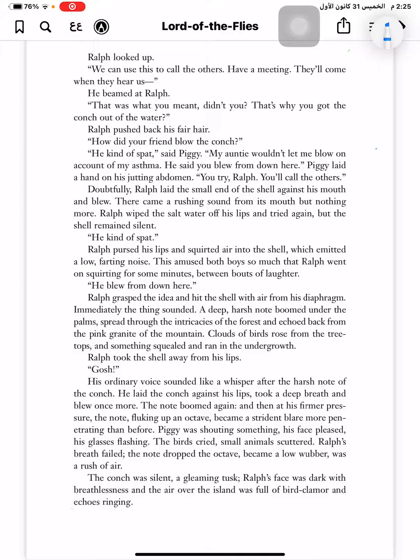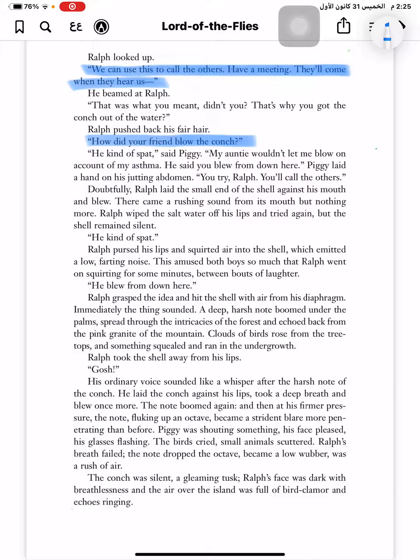A clever idea proposed by Piggy here: "We can use this to call the others, have a meeting. They'll come when they hear us." Then Piggy continues explaining to Ralph how one can use it. Ralph, from the beginning, was unsuccessful using the conch, but later on, the comment made by the narrator about the sound produced by the conch through Ralph's attempt indicates something important about the disturbance of nature.